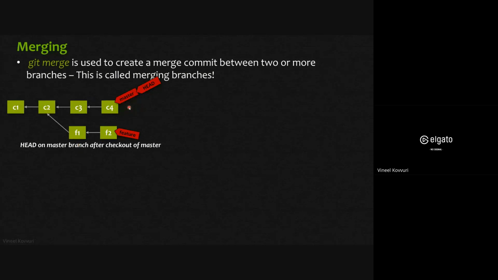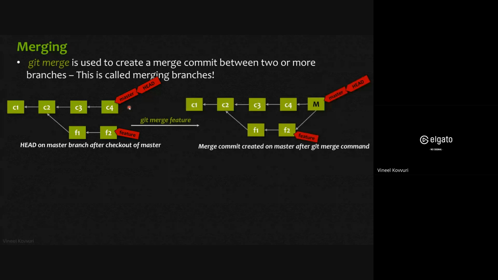So the second.java that I created, I want that second.java to be part of my master as well. Let me show you what happens when I do that command. Here what I'm trying to do is bring whatever changes I did, F1 and F2, into my master branch.